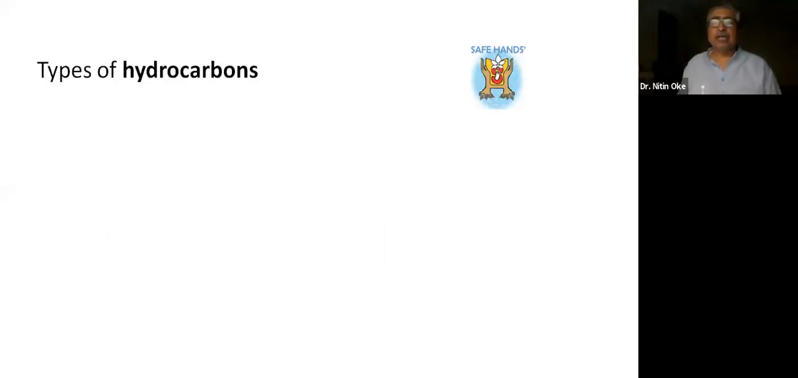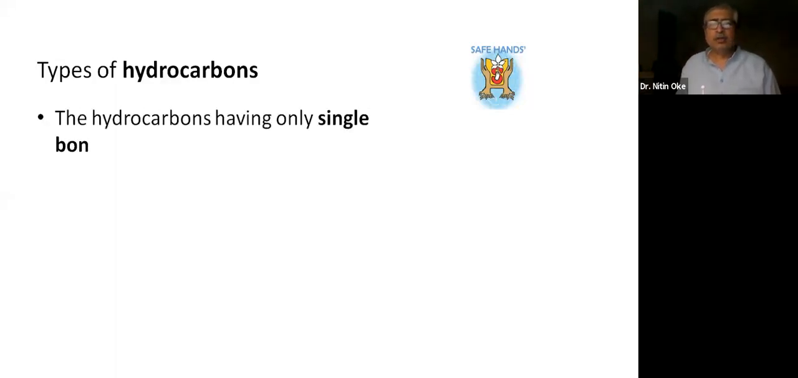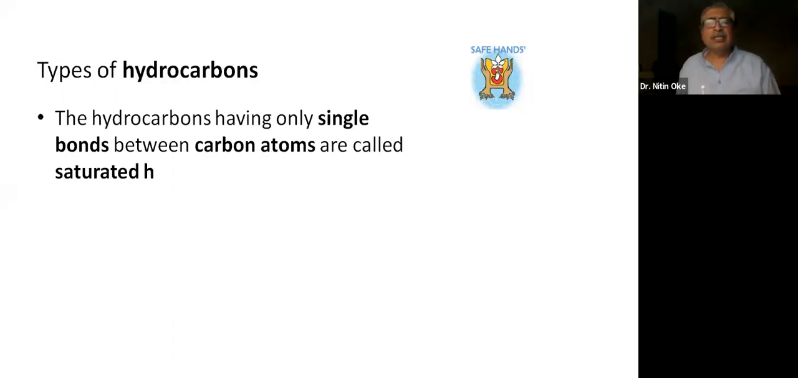Now there are a few types of hydrocarbons. This is again a very interesting thing. The hydrocarbons having only single bonds, where a single bond means one electron of hydrogen getting attached to one electron of carbon, are called saturated hydrocarbons. Nothing else can be added to it now.